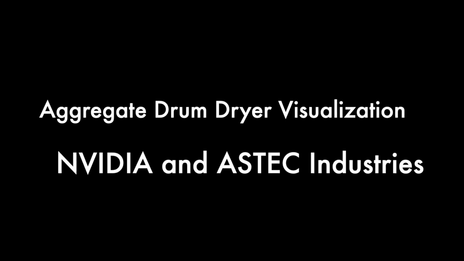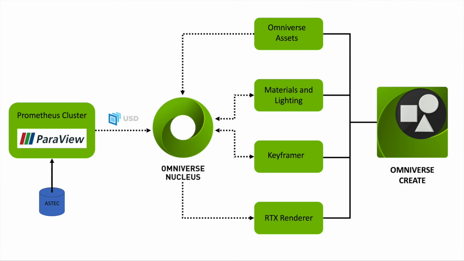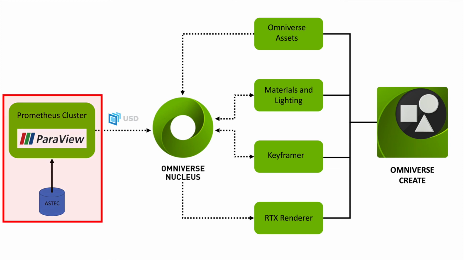In this explanatory visualization, we visualize an aggregate drum dryer for hot mix asphalt production. The dataset ranges from 750 to 1,125 time steps, with each time step consisting of approximately 1.4 million points and cells. We leverage the ParaView connector to import the Aztec dataset into Omniverse.